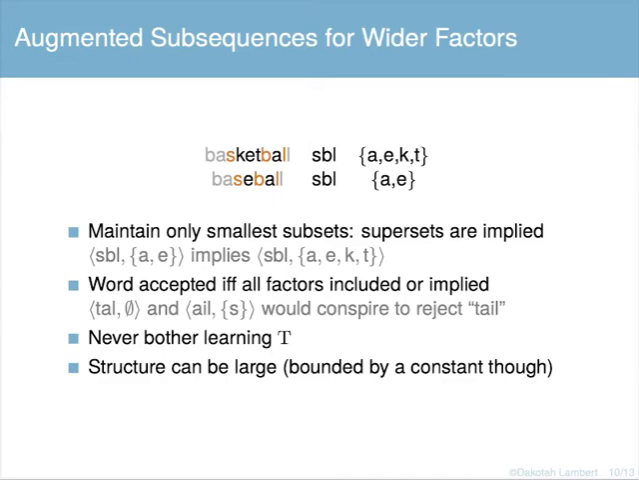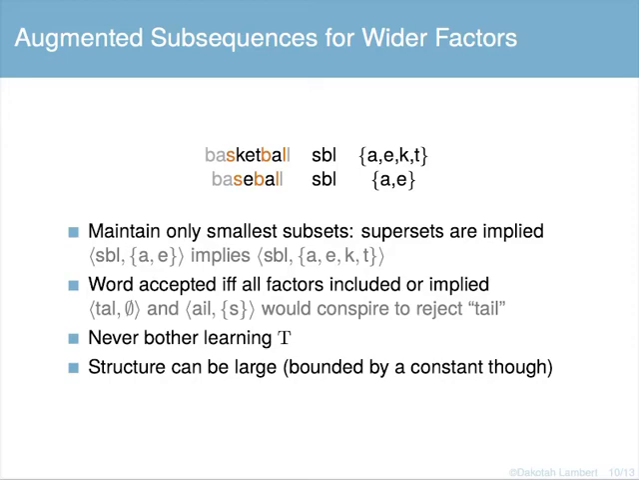The constraint gathering phase does restrict itself to only what I refer to as valid augmented subsequences, that is, those where the content of the sequence and the content of the intervener set are disjoint. As you're gathering these augmented subsequences, you only need to maintain the smallest intervener sets. Supersets are implied. So if you see SBL intervened by A and E, that implies that SBL intervened by A, E, K, and T is okay.